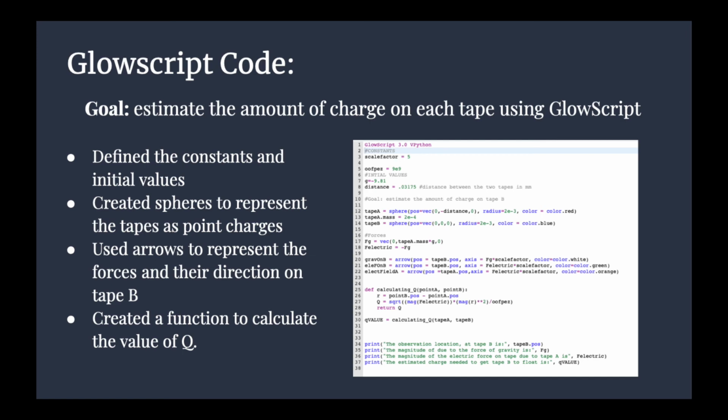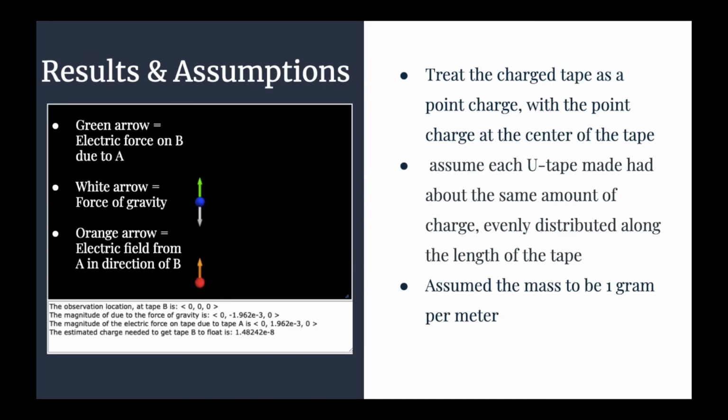Lastly, I created a GlowScript program to simulate the experiment between tape A and tape B and used it to calculate the value of Q, the excess charge on tape A. To do so, I started by defining the constants and initial variables. Then I created spheres to represent the two tapes, the red and blue balls, as point charges. Then I used arrows to represent the gravitational and electric forces. Finally, I created a function called calculating Q and used the derivation from before to obtain the value of Q. Like before, using the simulation, we find that the excess charge on tape A is equivalent to 1.48242 times 10 to the negative 8.